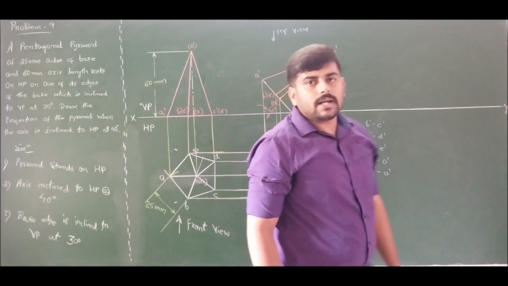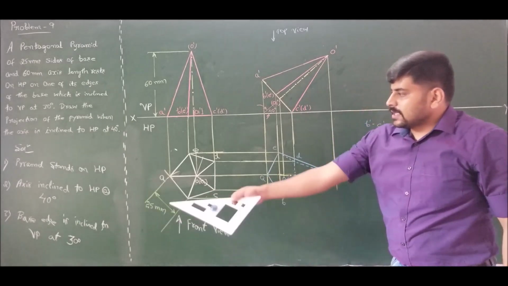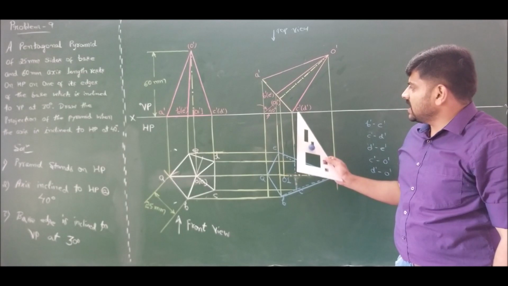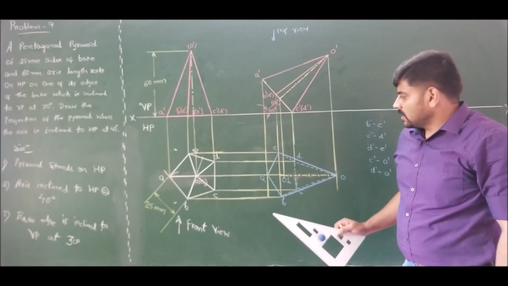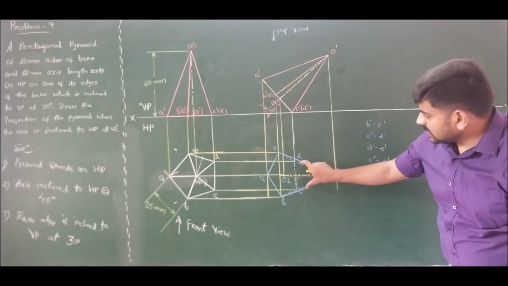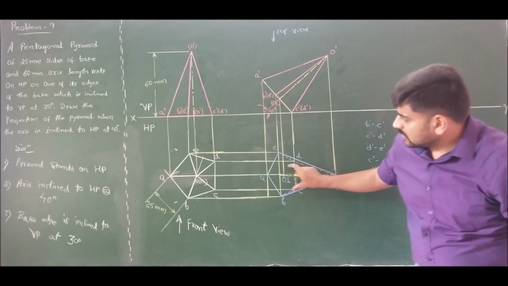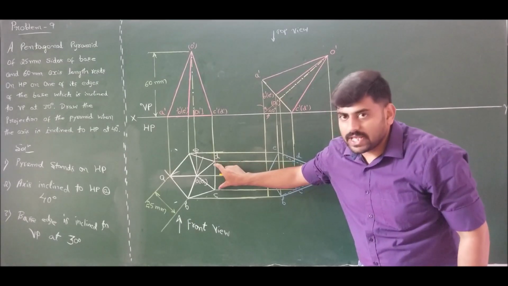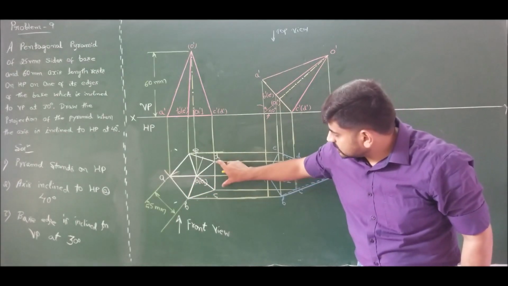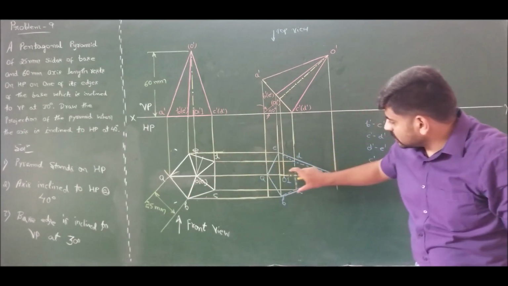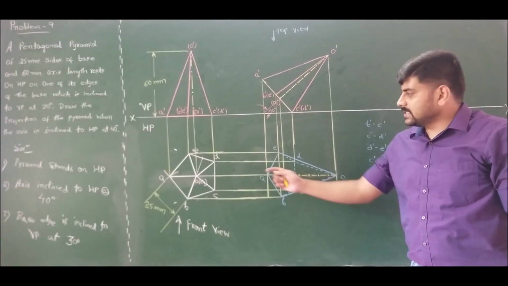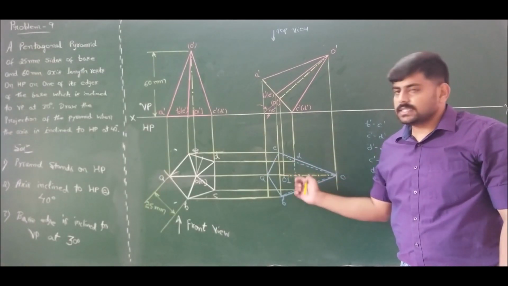Moving on to our third position, it clearly states that the resting base edge is inclined to VP at 30 degrees. The resting base edge is C prime, D prime. Here we have C and D. If you measure the length of C to D and the first position C to D, the length remains the same. The length is 25 mm. Here also C to D is 25 mm. Here also edge CD is 25 mm. Therefore, no need to construct the beta angle since the length is not changing. We have the true length with us.